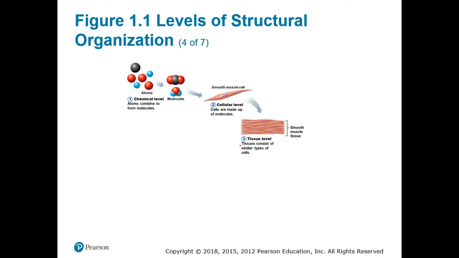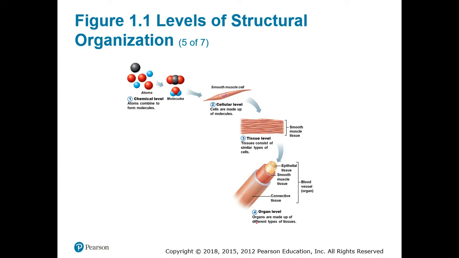Down here, our tissue level, this is the part I was looking for you to fill in in your notes. Tissues are made up of similar types of cells. So a lot of smooth muscle cells together will make smooth muscle tissue.